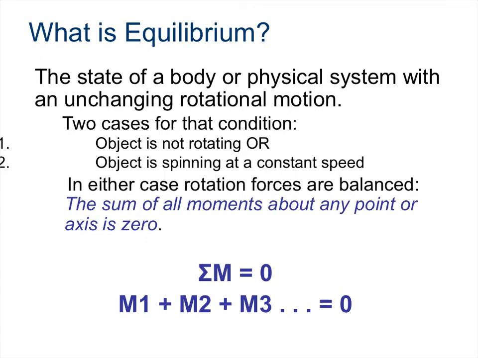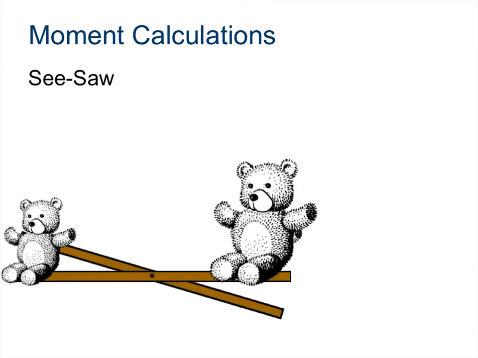2. All the moments about any given point must sum to 0. This is represented by the formula listed at the bottom of the slide. It says that the sum of the moments has to equal 0. So if I add up all my moments, whether they're clockwise or counterclockwise, they need to be in balance.